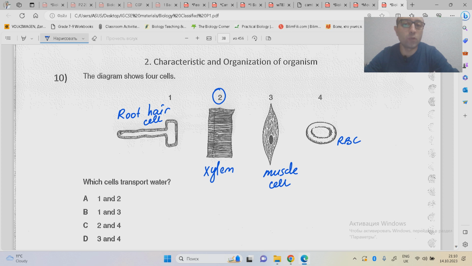And for transport of water, 100% we need to have xylem in this answer. So let's eliminate B and D. The answer must contain 2. We have 1 and 2, and we have 2 and 4. Guys, 4 was red blood cell, and red blood cell is not related to the transport of water. It is transport of oxygen. So the better answer, we will choose A. Actually, root hair cells absorb water from the soil and give it to the xylem for transport.